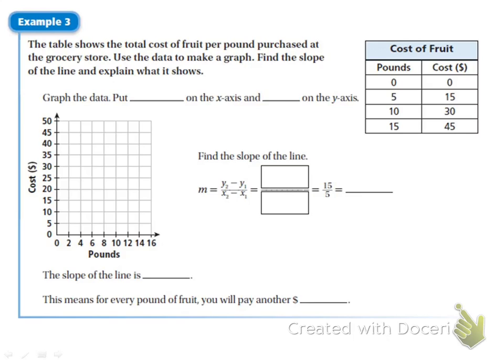Example number 3, the table shows the total cost of fruit per pound purchased at the grocery store. Use the data to make a graph. Find the slope of the line and explain what it shows. So first graph the data, put pounds on the x-axis and cost on the y-axis.